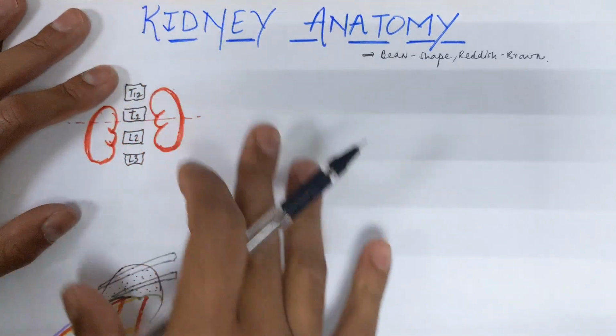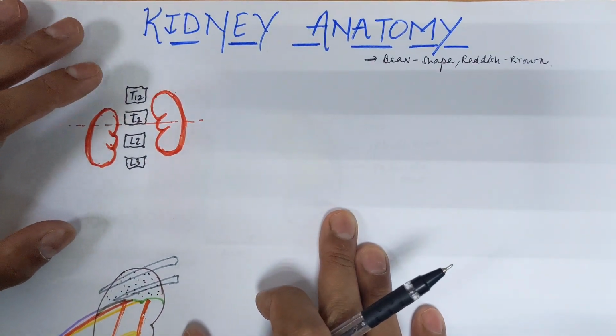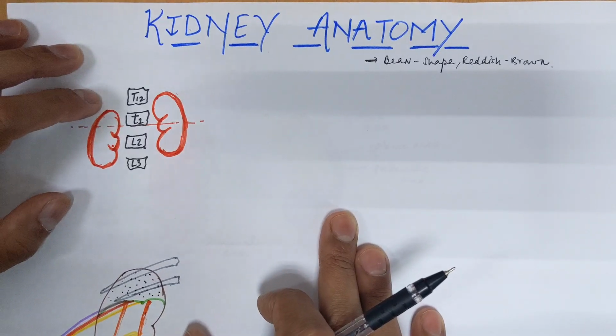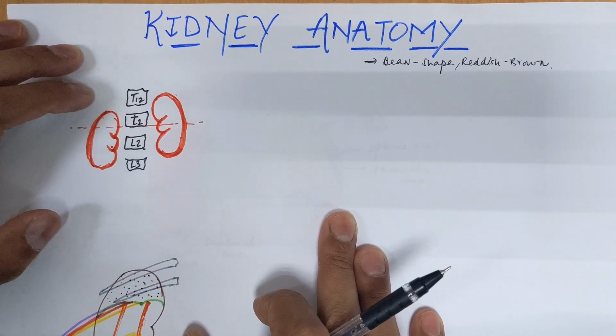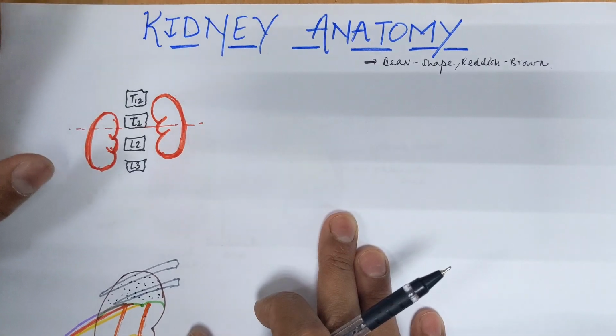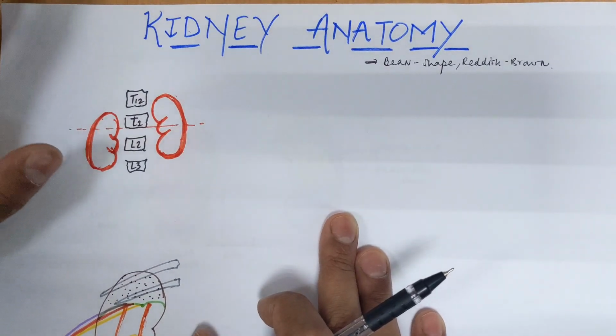Hello everyone, and in this video we'll be discussing the anatomy of the kidney. The video will be in two parts. First will be the basic external structures and relations of the kidney, and the second part will be the internal structure, that is the microscopic anatomy, the capsules, the sagittal section of the kidney, and what the renal fascias are.